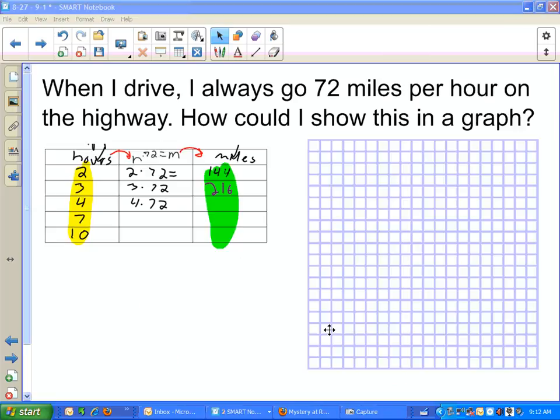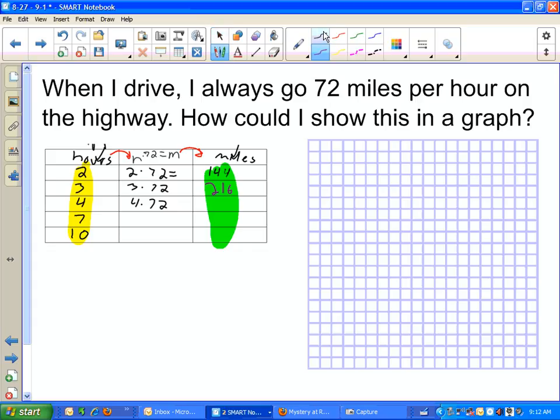Okay, now the cool thing about function tables is that we can take the information in a function table and translate it directly into a graph. So same problem, if I always go 72 miles an hour on the highway. This information here in my domain and my range now can be used as an ordered pair. And I know from yesterday that everybody knows how to plot ordered pairs. So here could be my first pair. For every 2 hours I drive, I go 144 miles.